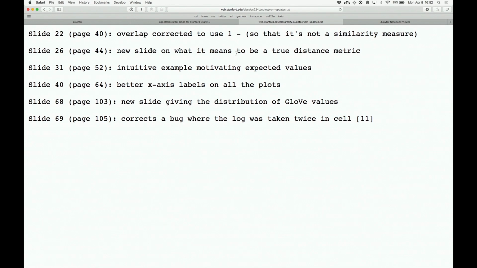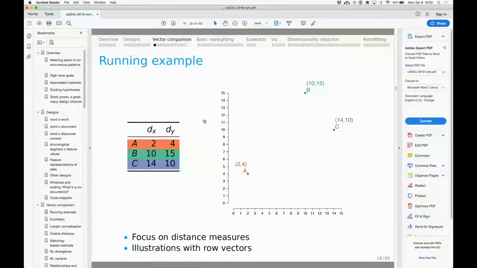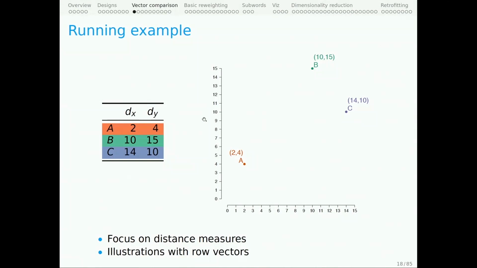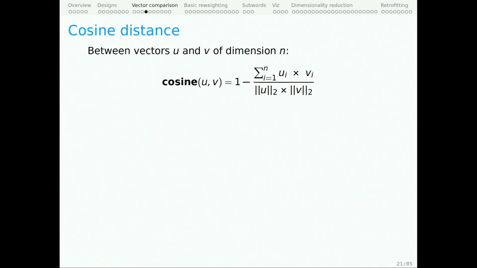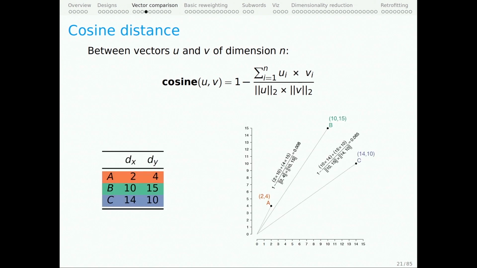One of the improvements is this slide 26, and that's where I want to start. But let me build up to that. So last time we talked about matrix designs, we talked about vector comparison, and we started in on basic reweighting. For vector comparison, there were three big ideas, like three big comparison methods. So first was Euclidean and cosine. And you could call those the classical geometric vector comparison methods, both stated as distance measures.